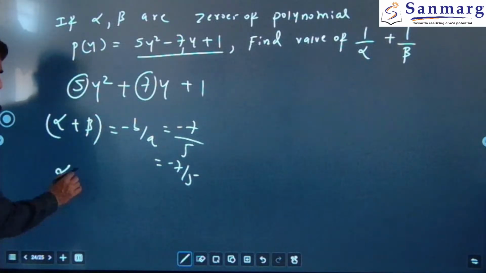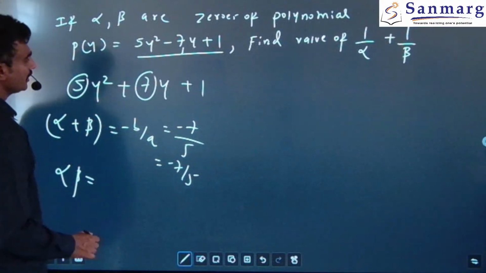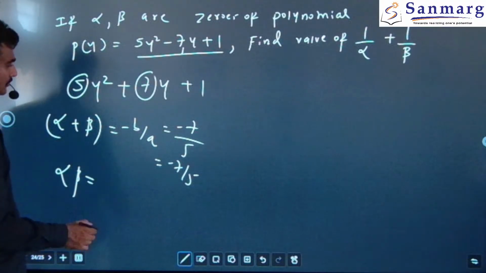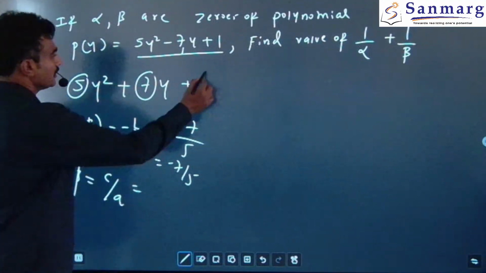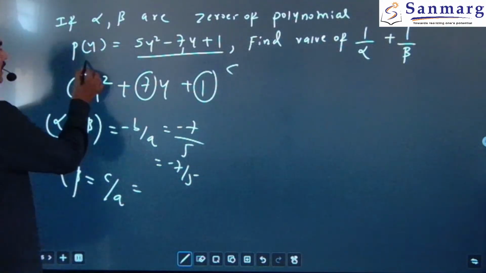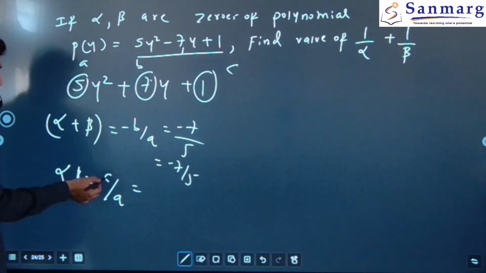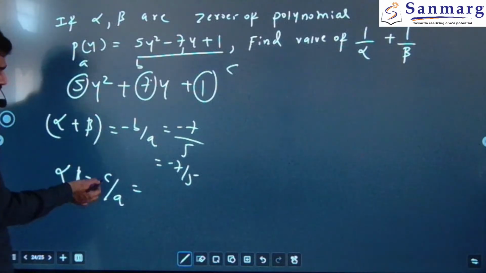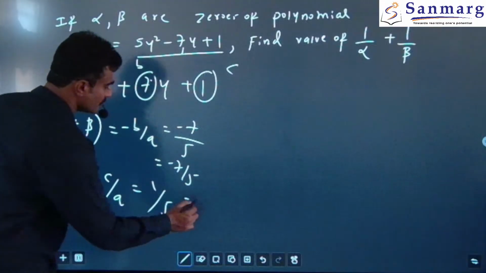And what is the product of the roots? The product of the roots is alpha into beta. Alpha into beta is equal to c by a. The value of c is 1 and the value of a is 5. The product of the roots is equal to c by a, so the answer is 1 by 5.